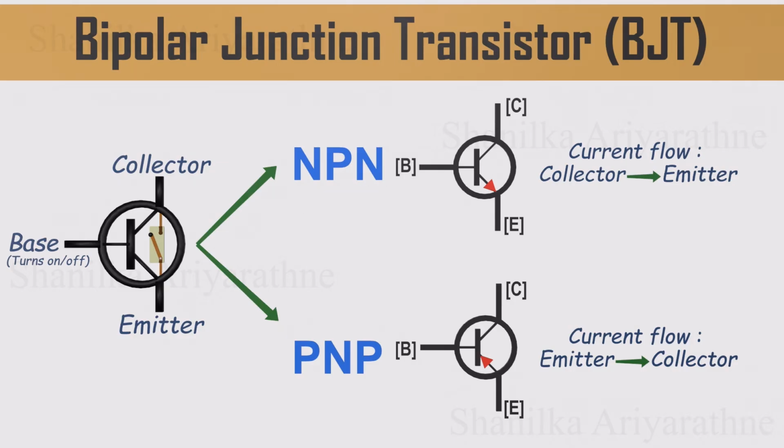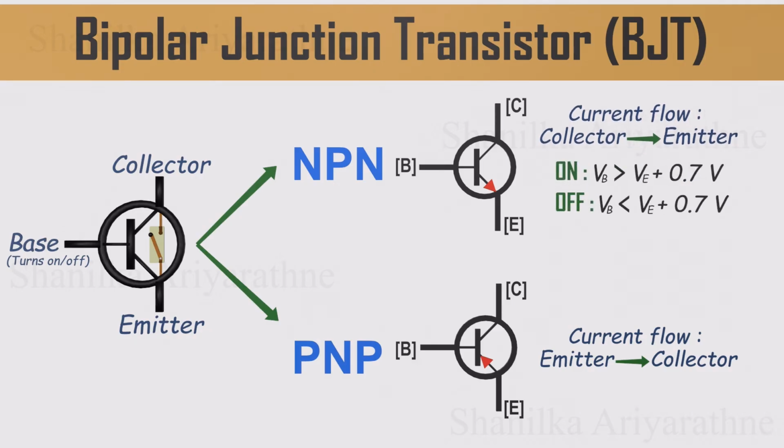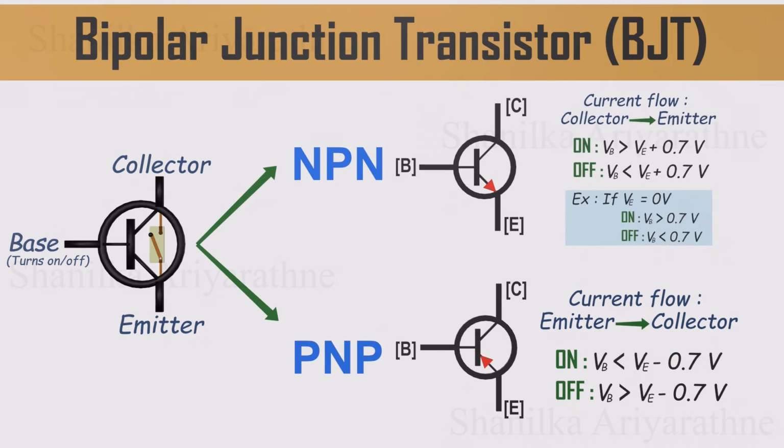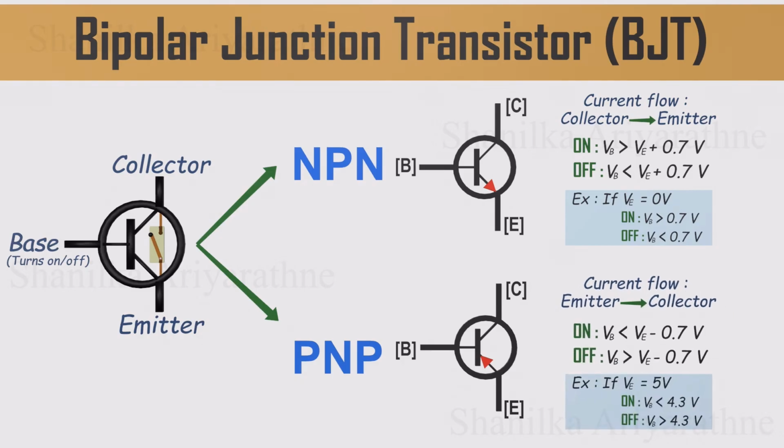One of the biggest differences between NPN and PNP transistors is how you turn them on. For an NPN transistor, the base voltage needs to be about 0.7 volts higher than the emitter. For a PNP transistor, it's the opposite. The base needs to be about 0.7 volts lower than the emitter. So if you have an NPN with the emitter connected to ground, 0 volts, you need to apply at least 0.7 volts to the base to switch it on. But for a PNP transistor, if the emitter is at plus 5 volts, the base must be at 4.3 volts or lower to turn it on. It all comes down to the voltage difference between the base and emitter. Get that right, and the transistor does its job.